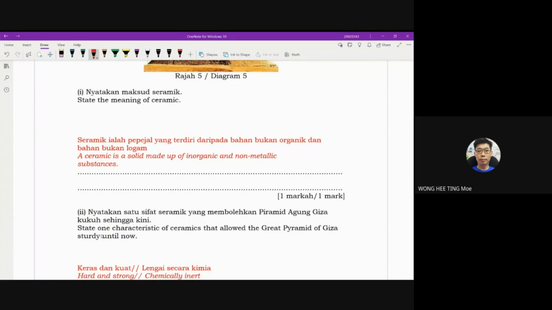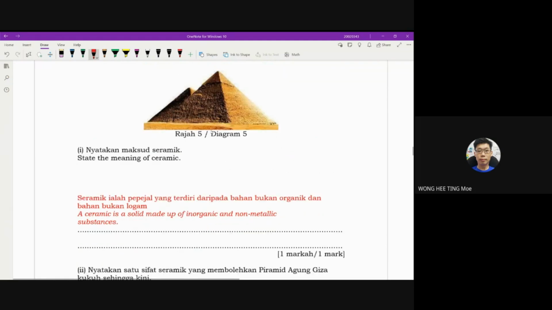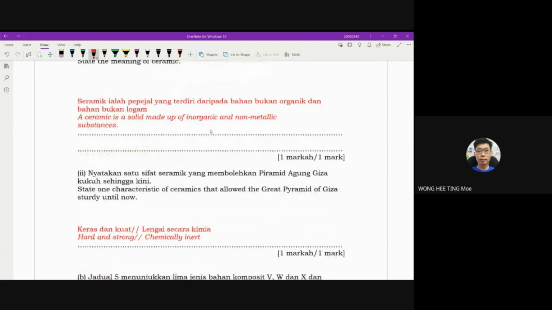Now state one characteristic of ceramic that allows the Great Pyramid to last. It is still there until now, right? Very strong. What is the property? It is very hard and strong, and chemically inert. Hard and strong, chemically inert.